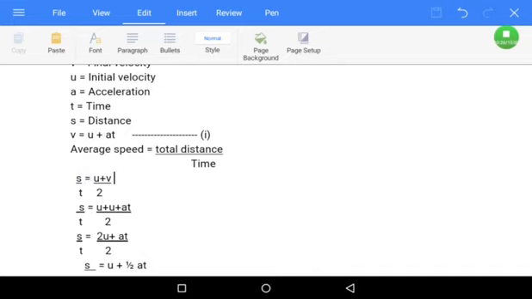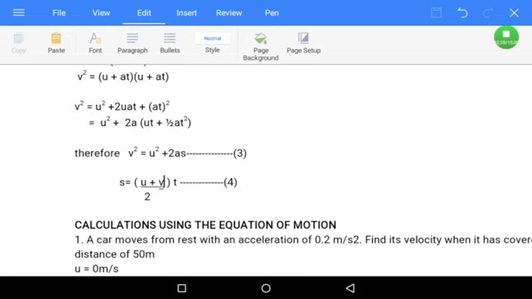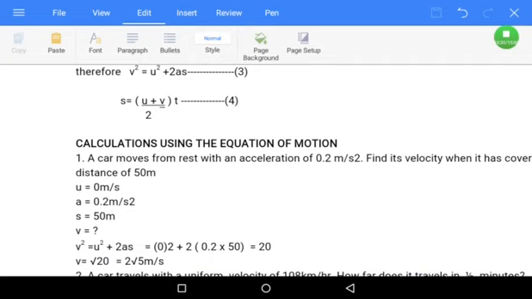And multiply this by t, I will have (u plus v) over 2 into t. That gives me my fourth formula. Very simple. Okay, now you can quote the whole formula. So let's now use them to solve problems because that is the main target here.